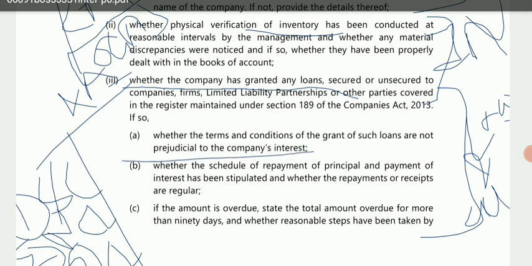That means the terms and conditions on the basis of which the company has given the loan to the parties, that interest should not be against the company. It should be in the welfare of the company, in the interest of the company only.